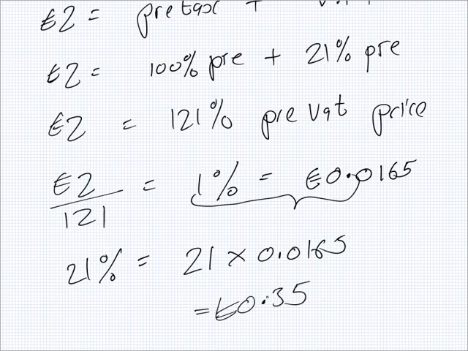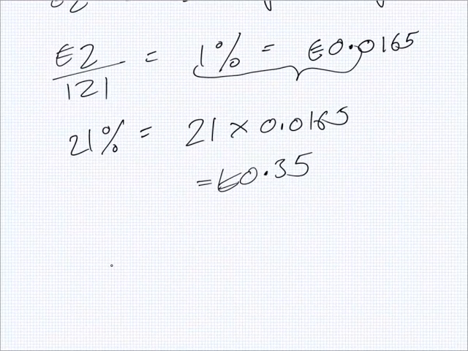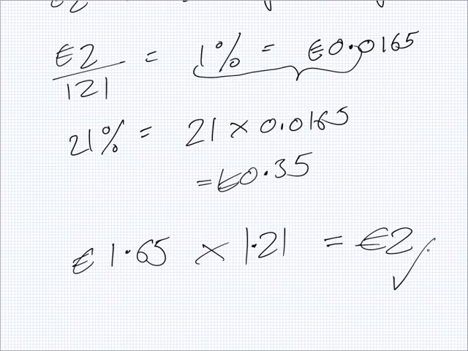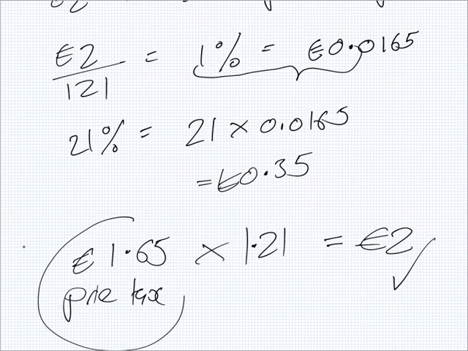Now you can check if that's right, because if you take that away, it means the original price was how much before the VAT? 1.65. So you can check: if I multiply this by 1.21, what should I get? I should get €2. If I do, it means everything is right. The pre-tax amount is 1.65, and the VAT is 35 cents.